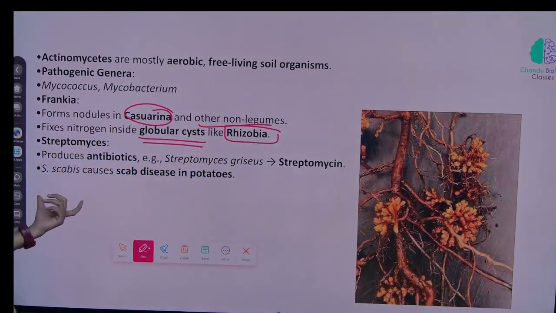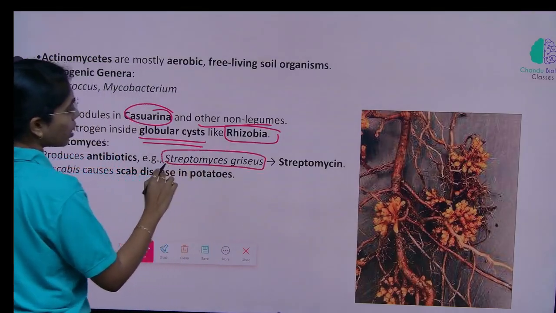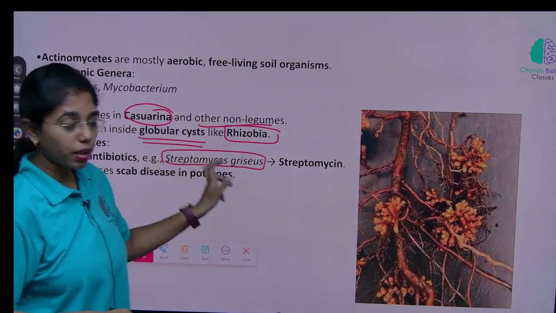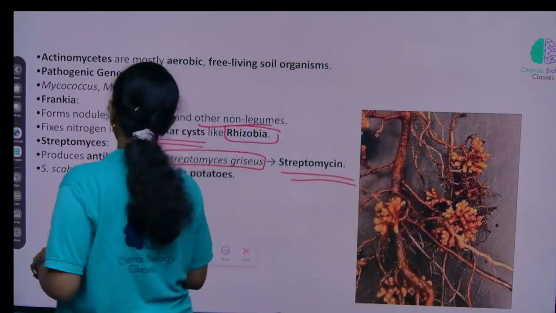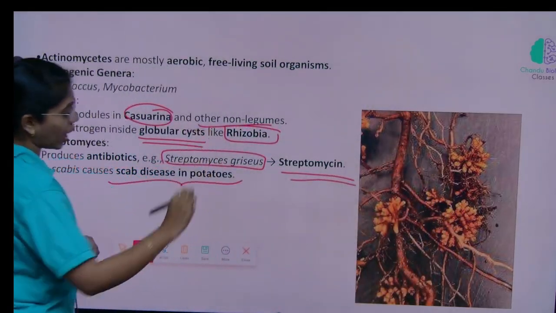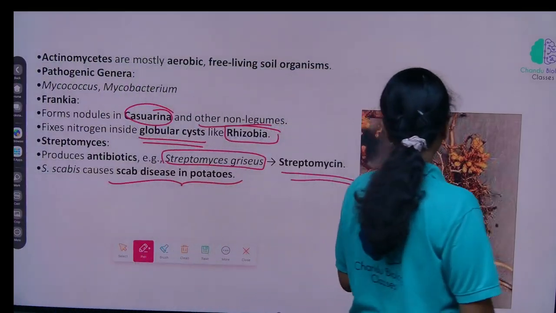Next, Streptomyces produce antibiotics. For example, Streptomyces griseus produces the antibiotic streptomycin, and Streptomyces scabies causes what disease? Scab disease in potatoes. These are points to be noted and highlighted, just go through them.